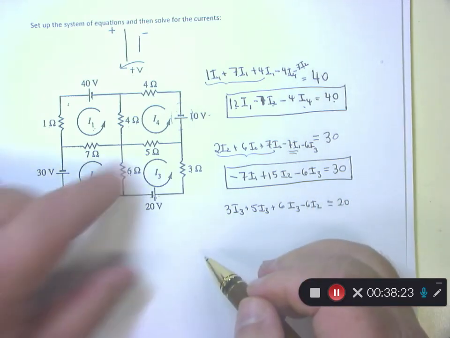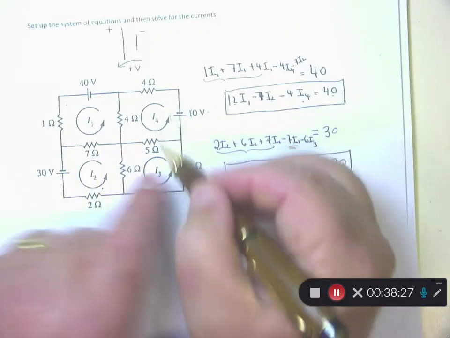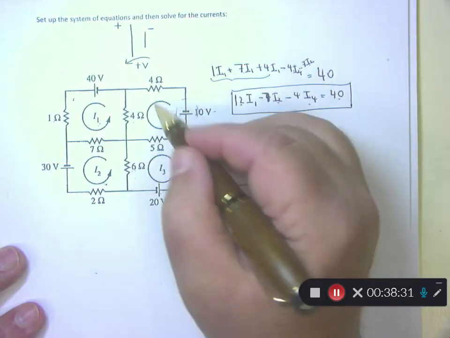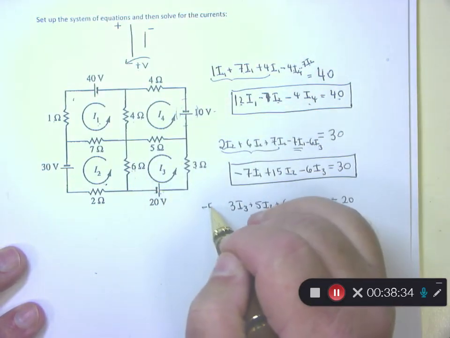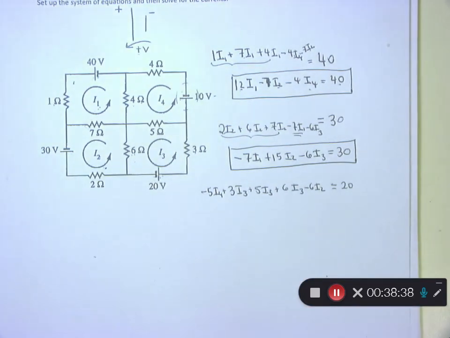And I got another one up here. The I4 is coming across the 5, but it's going in the opposite direction. The current's going in the opposite direction of which the I3 is. So that's going to be a minus 5I4. Does that make sense?